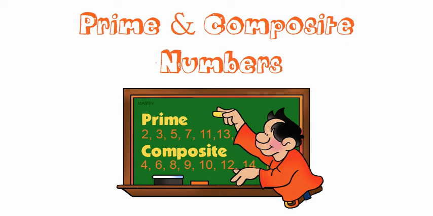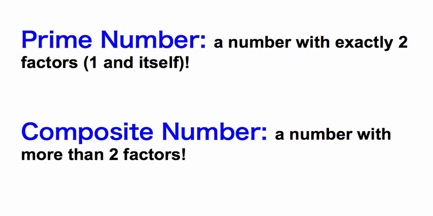In this video, we're going to talk about prime and composite numbers. Prime and composite are two categories that we can put different numbers into. A prime number is a number with exactly two factors, the number 1 and itself. A composite number is a number with more than two factors.